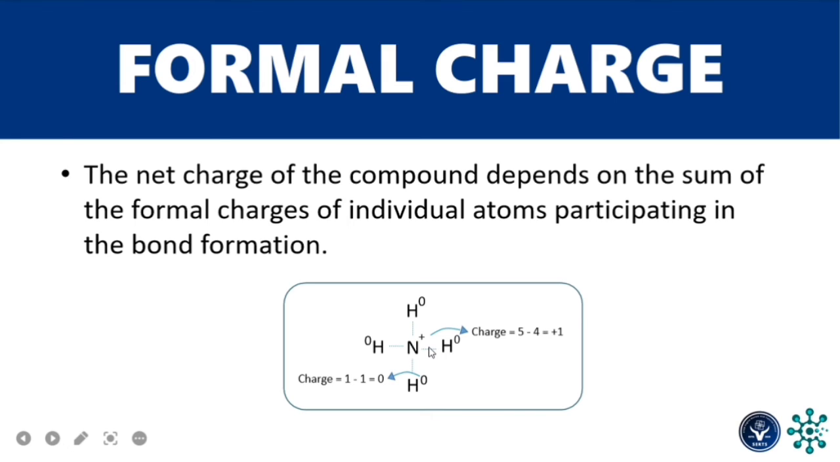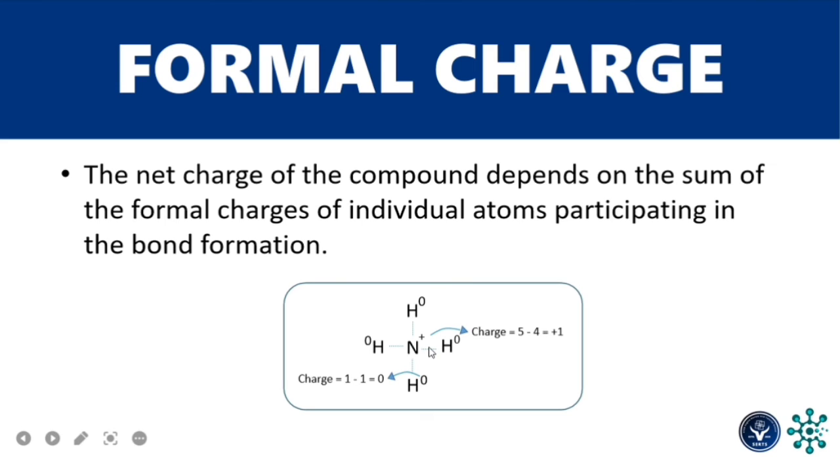The number of valence electrons associated to nitrogen in the structure is 4, again because we only consider half of the number of valence electrons in the bonds. Each of these single bonds has 2 electrons, half of that is 1. So we have 2, 4, 6, 8 valence electrons from the bonds, divided by 2, and we have 4. So 5 minus 4 is +1. That is why nitrogen has +1 charge.